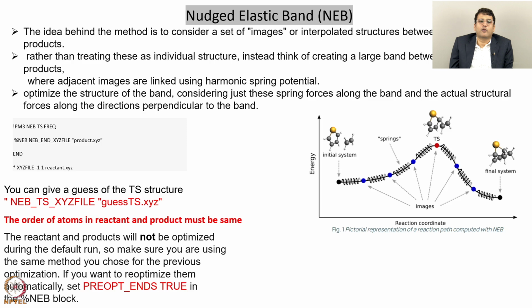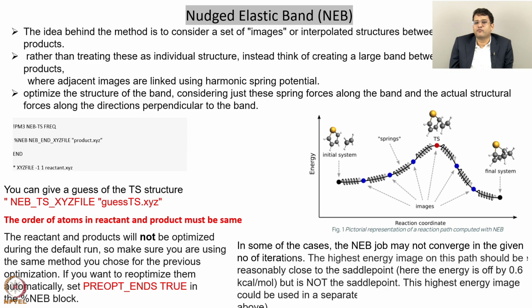We have discussed that the order of the atoms in reactant and product must be same. In some cases the NEB job may not converge in the given number of iterations. So in that case you should take the highest energy image in the path. Don't go by this number, but generally this highest energy image is very close to the transition state structure. So even if you have not converged it, you can take the highest energy image and run a separate OptTS job to find the saddle point.